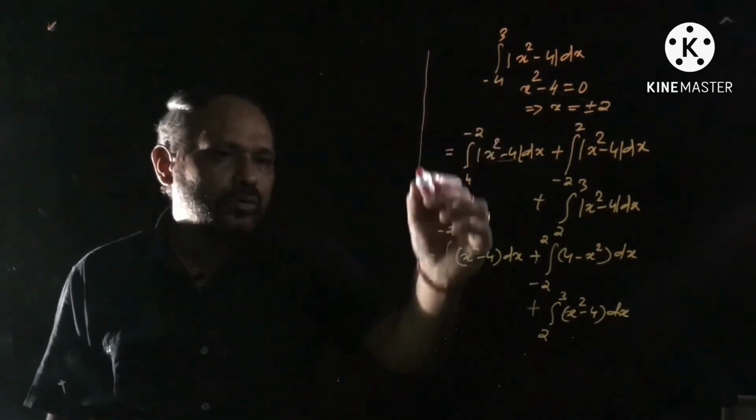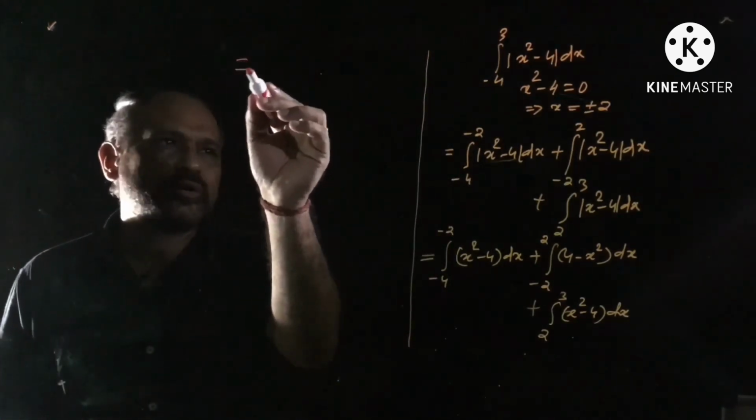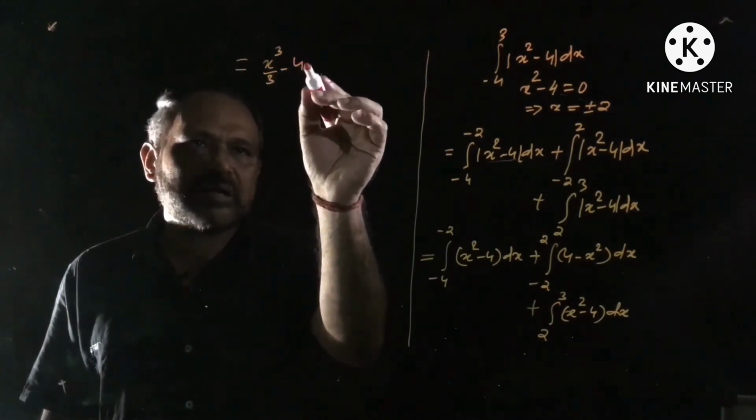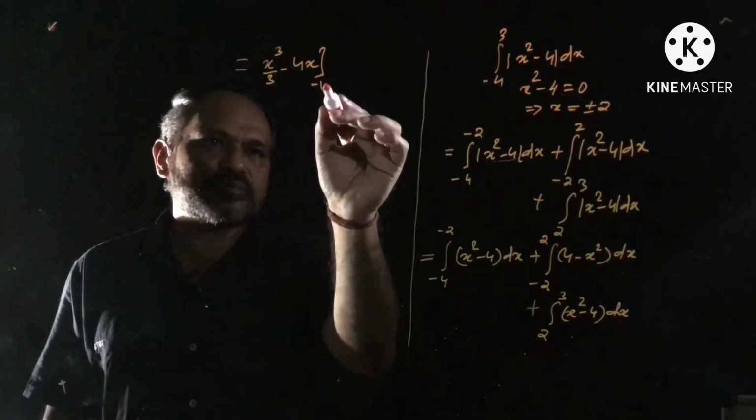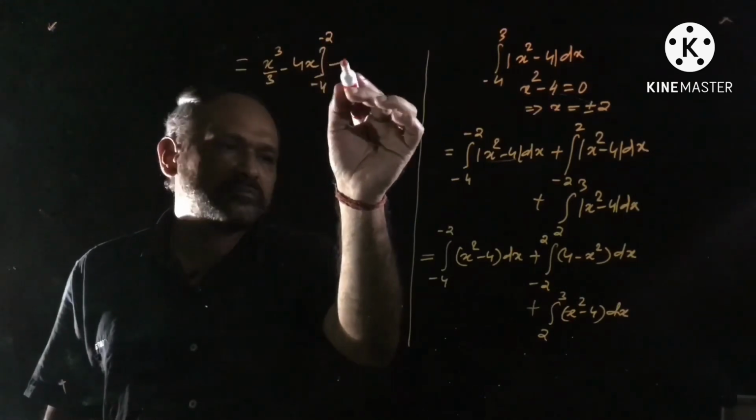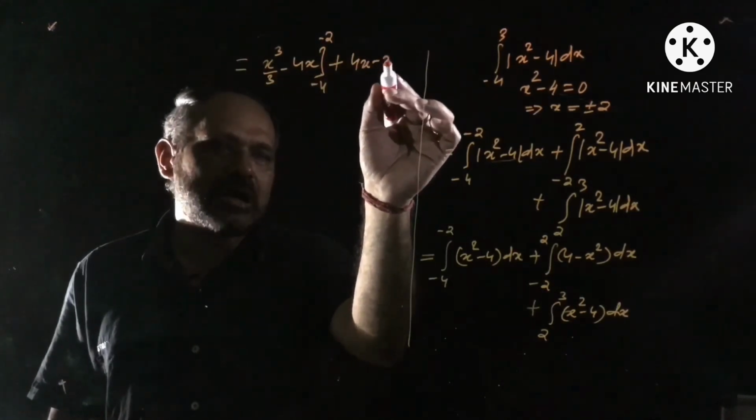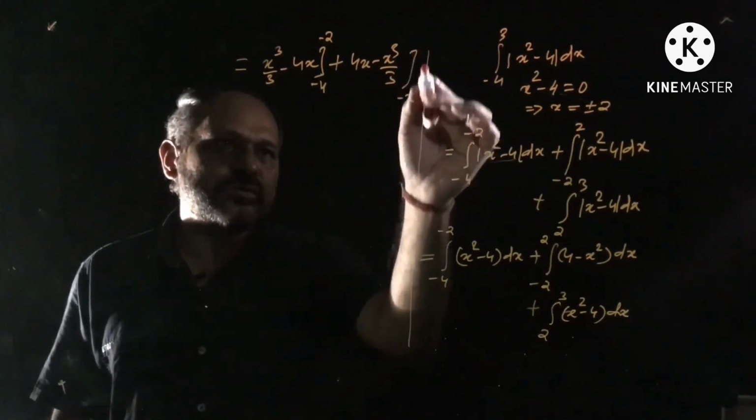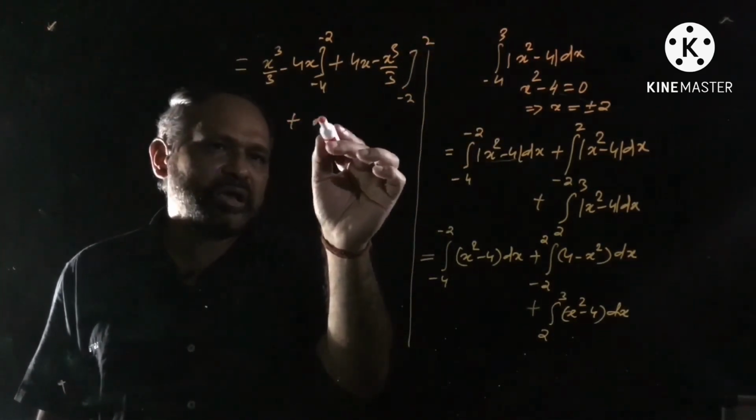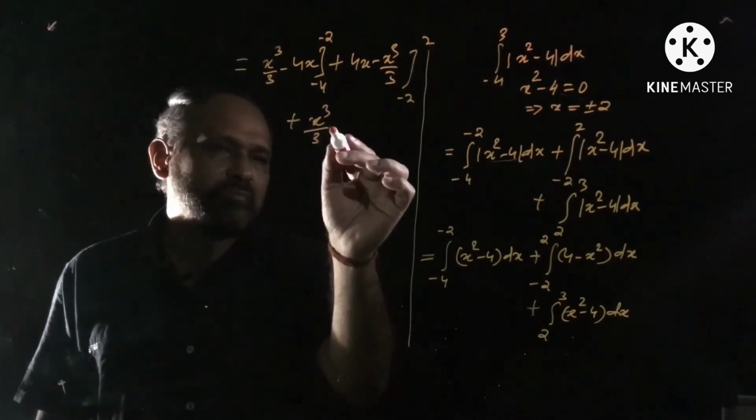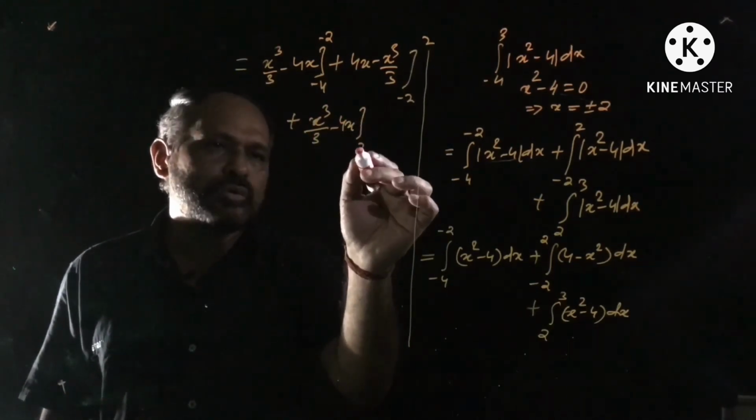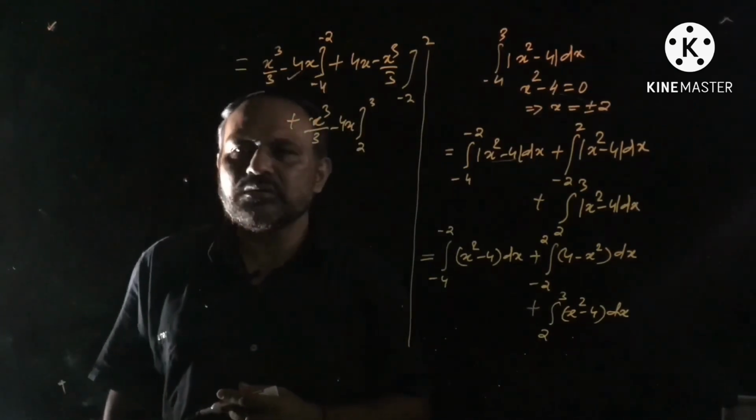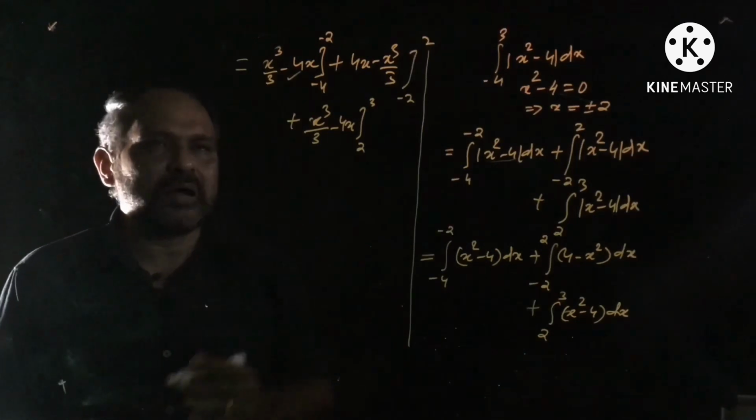Now on integrating, we get this is equal to the integration of x square: x cube by 3 minus 4x from minus 4 to minus 2, plus 4x minus x cube by 3 from minus 2 to 2, plus x cube by 3 minus 4x from 2 to 3.